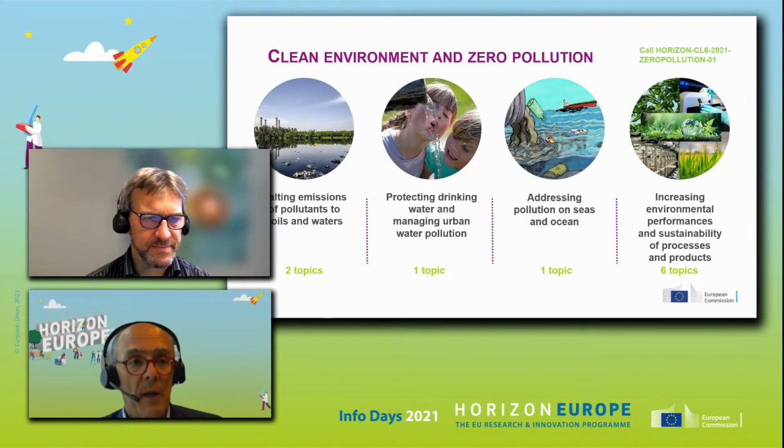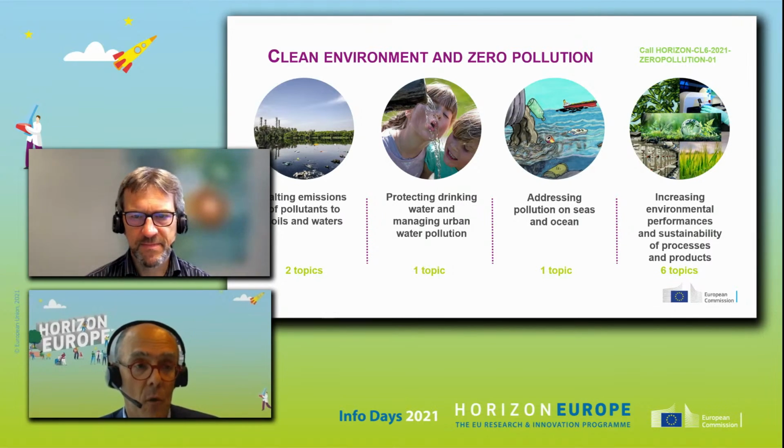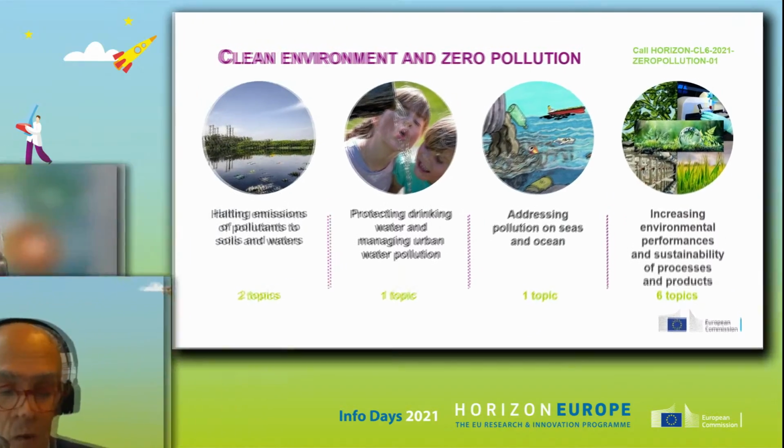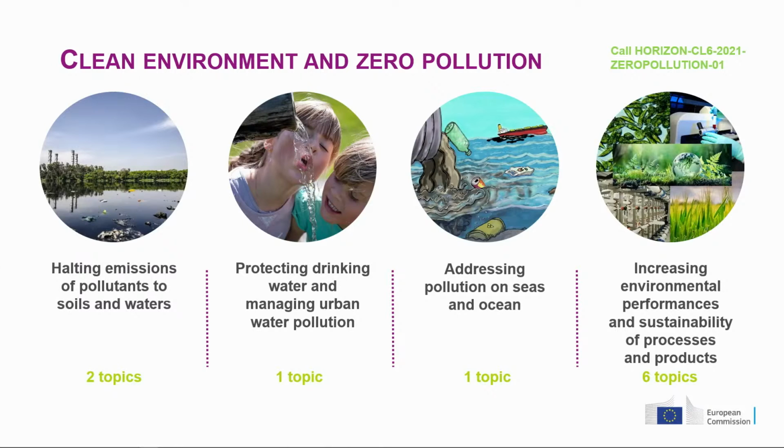Just to remind you a bit of the structure of this call. This call seeks to help prevent pollution of fresh and marine water, soil, and air, including nitrogen and phosphorus emissions, as well as address the environmental performance and sustainability of processes in the bio-based system. We have 4 headings. The first one covers mainly diffuse emission of pollutants from land and urban sources, and there we also look to balance nitrogen and phosphorus cycles.